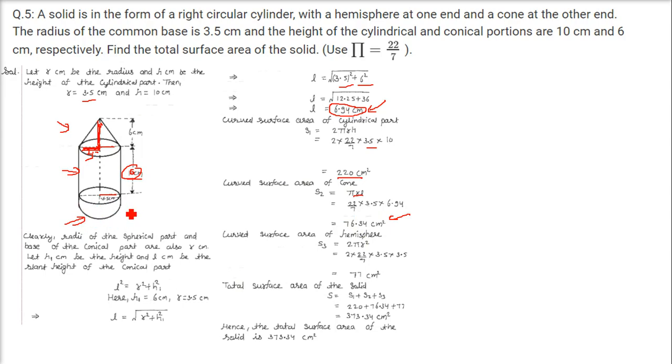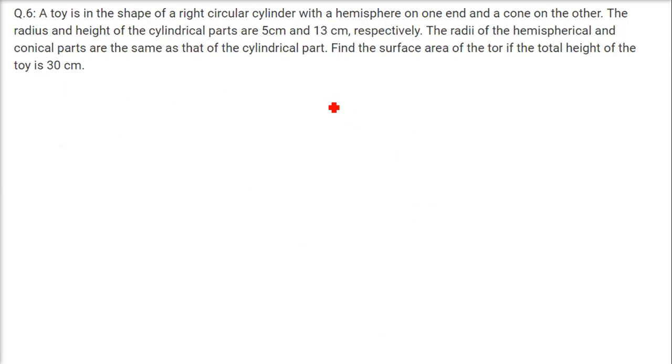Now coming to this hemisphere part, it will be 2 pi R square, the curved surface area. Radius is 3.5. So it is going to come as 77 centimeters square. So the total surface area of the solid will be S1 plus S2 plus S3, and it is going to be 373.34 centimeters square.